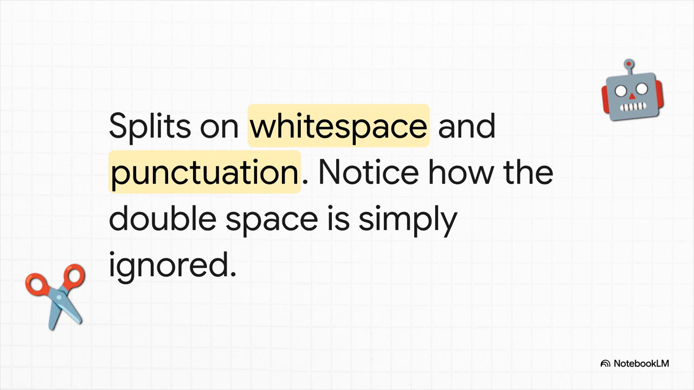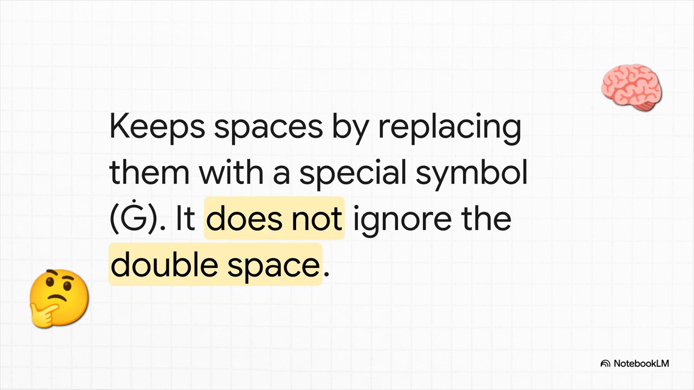And you'll notice that double space we had in there, BERT just ignores it. It's gone. Okay, now check this out. GPT-2 takes a totally different route. It also splits on spaces and punctuation, but here's the twist. Look closely. It actually keeps the spaces. It replaces them with that special G symbol. Why do that? Well, it means the model can perfectly reconstruct the original sentence, spaces and all.